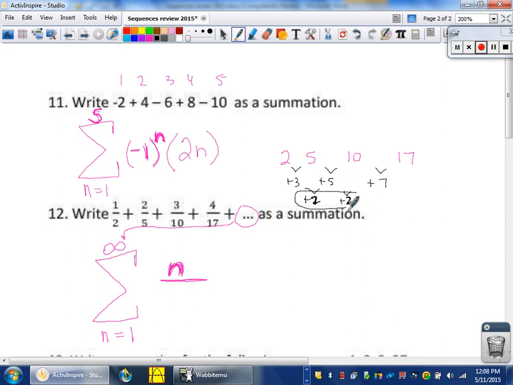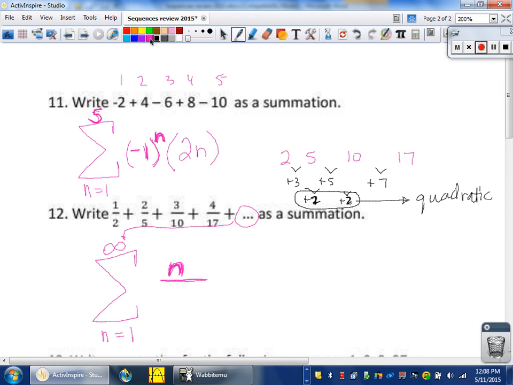So notice here you have a common difference, which means we have a quadratic type relationship. If the first differences were all the same, we have a linear relationship. If the second ones are all the same, you have a quadratic. If the third ones are all the same, you have a cubic, and so on and so forth. So 2, 5, 10, 17, they don't look very quadratic to me, do they? Root 2, root 5, root 10, root 17, no.